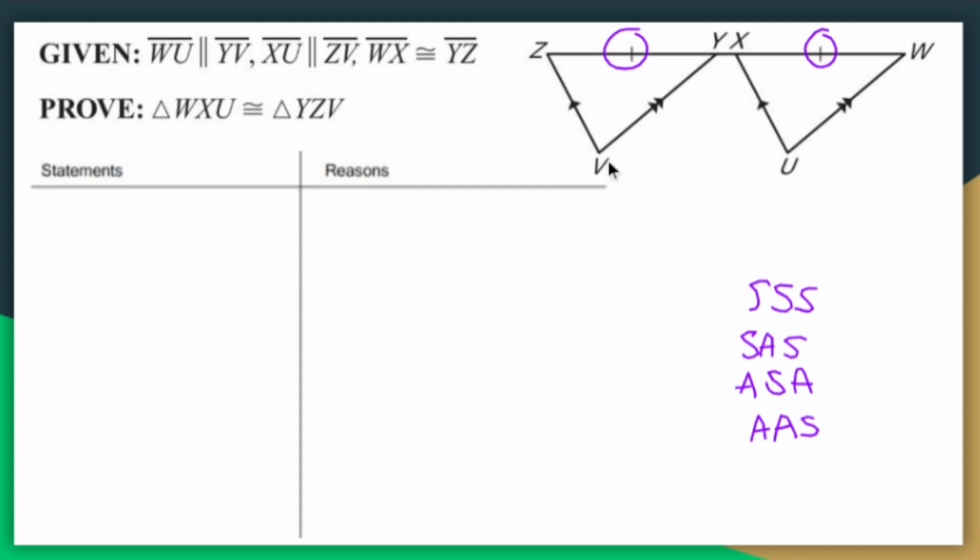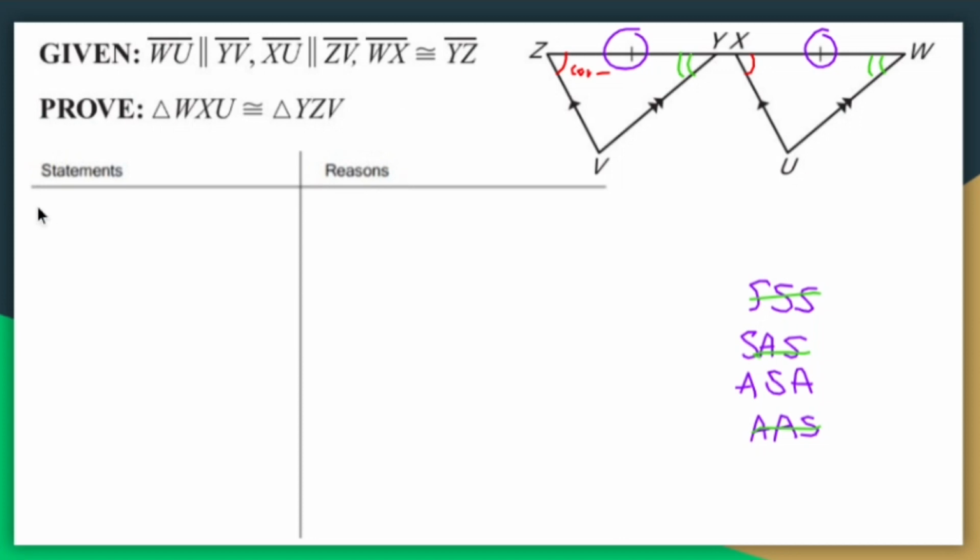What I'm going to have is since ZV and XU are parallel, this acts as a transversal. These two correspond with each other. So these are going to correspond. Similarly, since these two guys are parallel, these correspond. And so what I have is an angle, with the side in between, and an angle. I have ASA. So I'm going to state my given. I'm going to say that these two angles are congruent because they correspond. These green angles are congruent because they correspond. Therefore, the triangles are congruent from ASA.